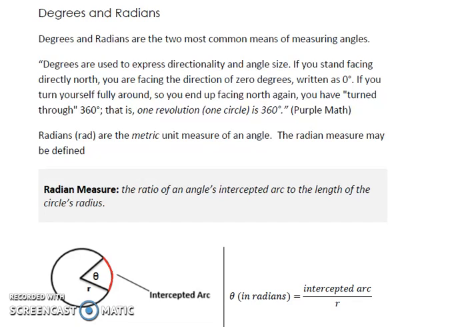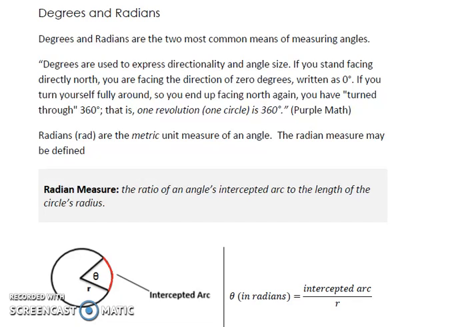If you stand facing directly north, you are facing the direction of 0 degrees, written as 0 with the degree symbol. If you turn yourself fully around so you end up facing north again, you have turned through 360 degrees. That is one revolution, or one circle, is 360 degrees.